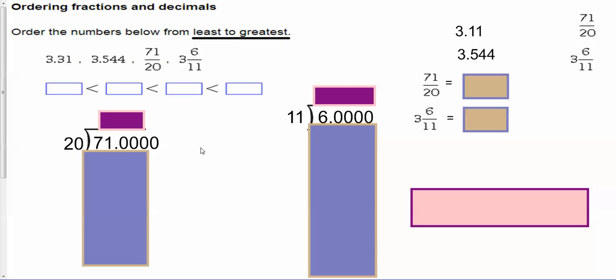One of the other most difficult topics is ordering fractions and decimals. So what we're going to do is order these numbers below from least to greatest. And that's what less than means. So this is the smallest, that's the largest.